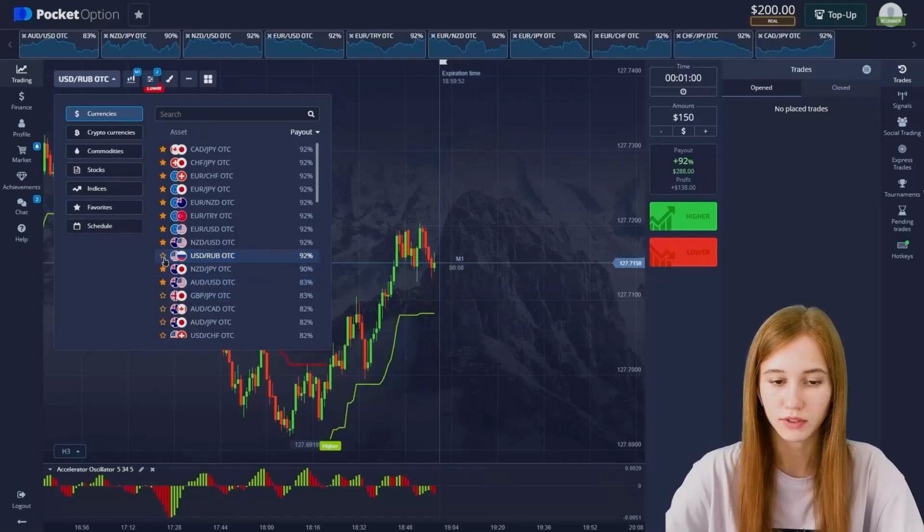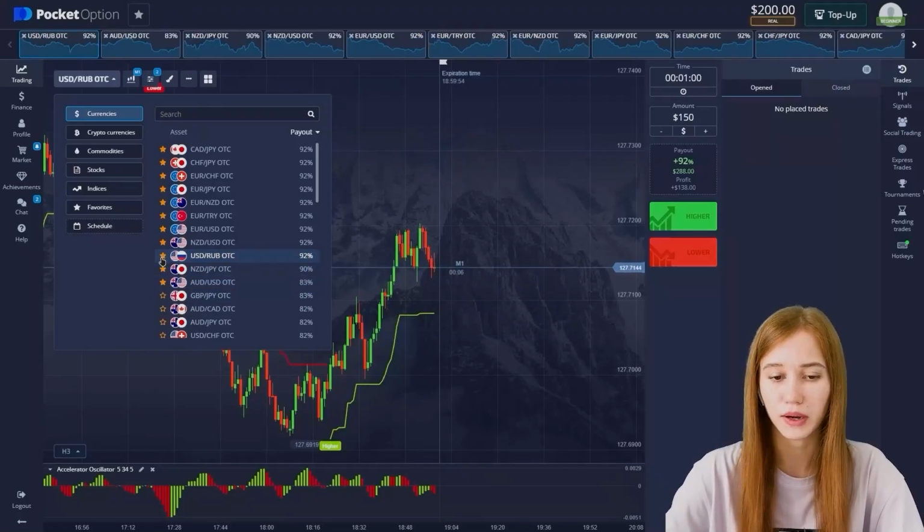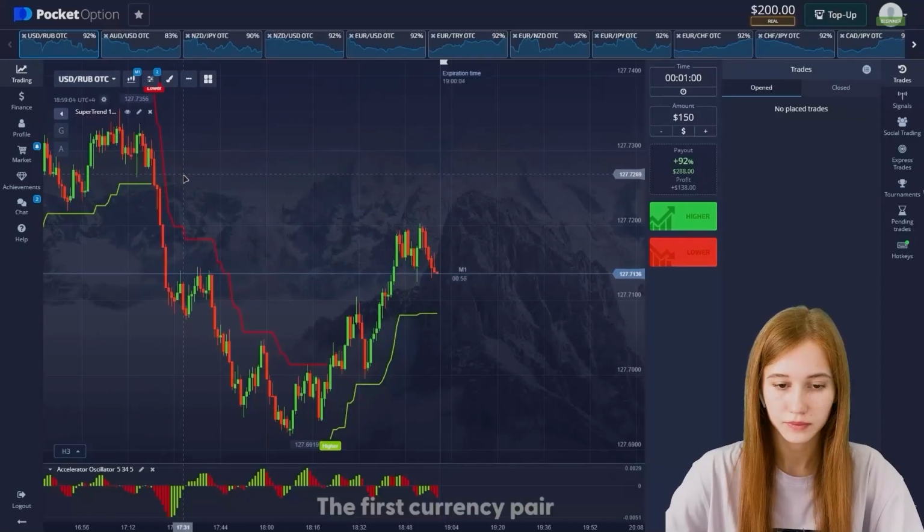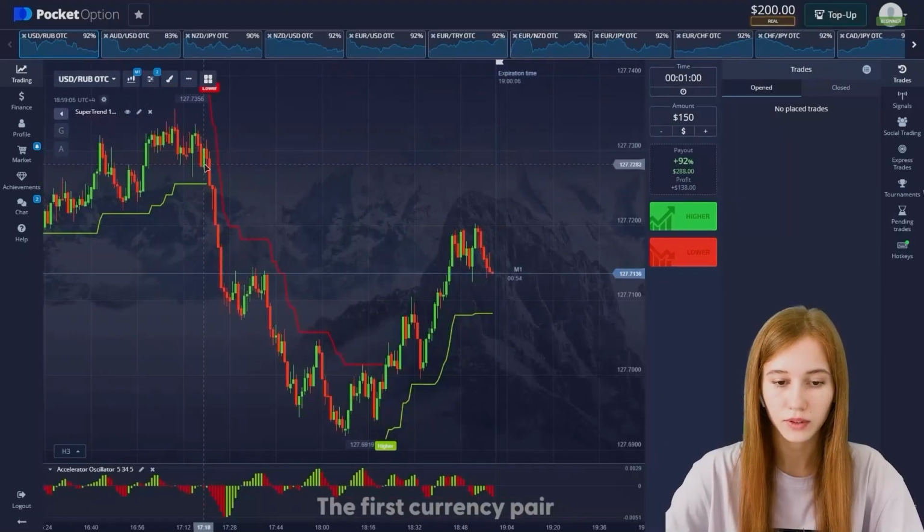Let's now choose several currency pairs and immediately switch to one. And let's choose more. So I think that's enough. Let's figure out what we configure next.